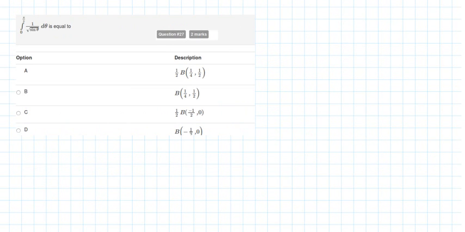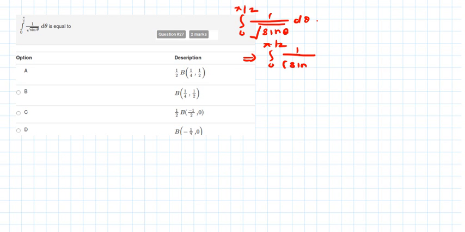Next question. So the question is to evaluate this integration 0 to pi by 2 1 upon under root sin theta d theta. So I can write this equation as integration 0 to pi by 2 1 upon sin theta raised to 1 by 2, under root means to the power 1 by 2, d theta. So which again implies integration 0 to pi by 2 sin raised to minus half theta into d theta.